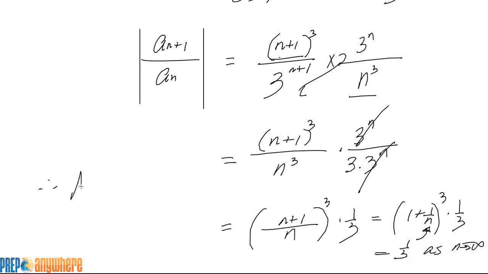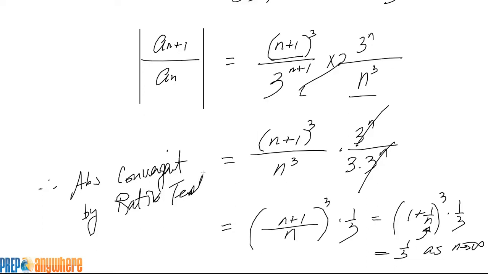Therefore, it's absolutely convergent by the ratio test. Okay, make sense?